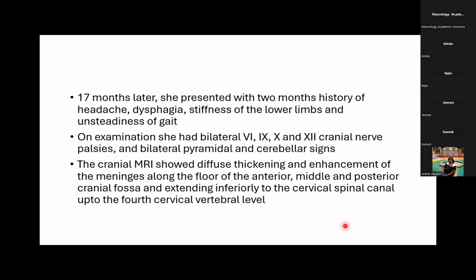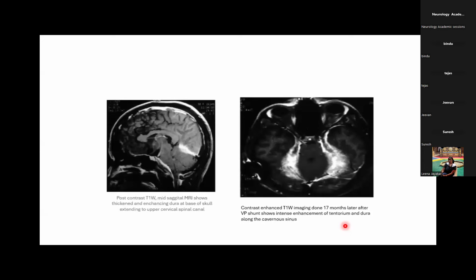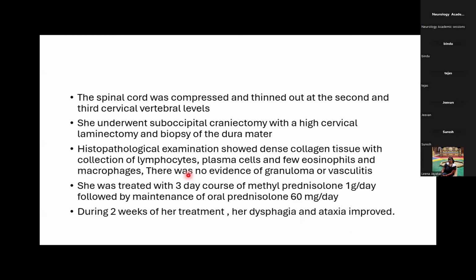The cranial MRI showed thickened enhancement of the tentorium and the dura mater, along with cavernous sinus involvement, and the dura of the base of the skull was also involved, extending to the upper spinal canal. Since the spinal cord was compressed and thinned out at the second and third cervical vertebral level, she underwent suboccipital craniectomy with high cervical laminectomy and biopsy of the dura mater. The histopathological examination showed dense collagenous tissue with collection of lymphocytes, plasma cells, and few eosinophils and macrophages. There was no evidence of granuloma or vasculitis in this patient.